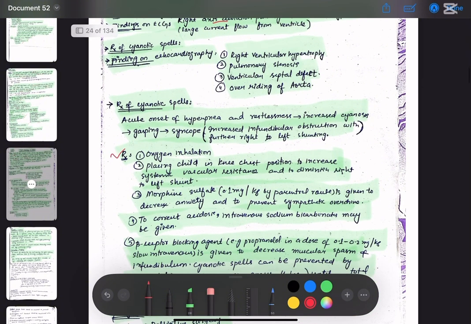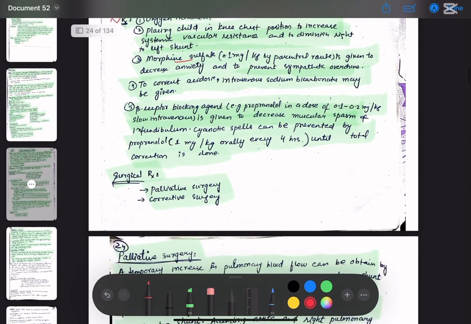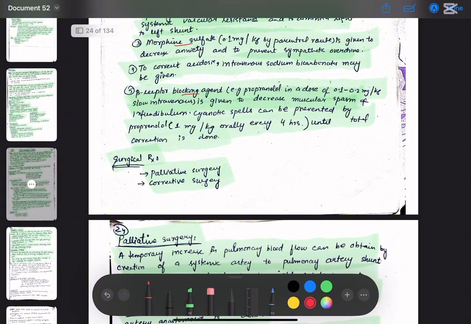Cyanotic spells are the acute onset of hyperapnea and restlessness, which increase the cyanosis, and gasping and syncope occur, due to the increase in ventricular obstruction with further right to left shunting. These are the treatment options: oxygen inhalation and placing the child in the knee chest position to increase the systemic vascular resistance, morphine sulfate is given, and to correct the acidosis, intravenous sodium bicarbonate is given, and beta receptor blocking agents are given, for example propranolol in a dose of 0.1 to 0.2 mg per kg.